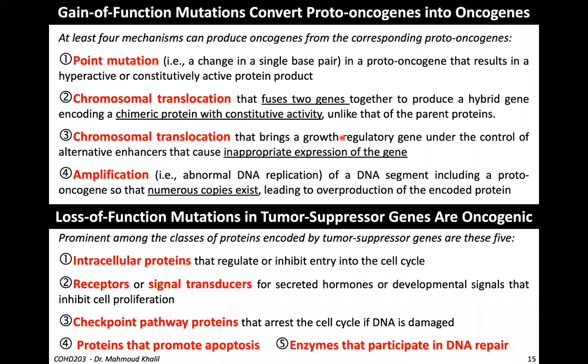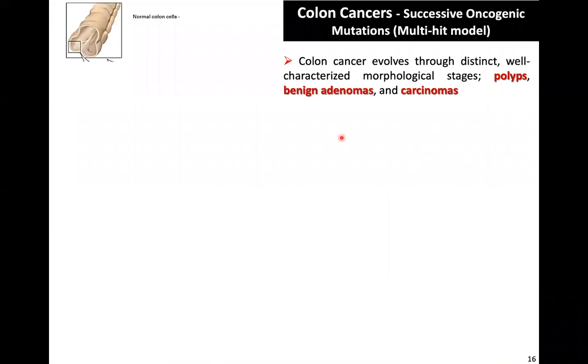So basically this slide shows the difference between the gain of function mutations, which convert proto-oncogenes into oncogenes, and the loss of function mutations, in which tumor suppressor genes are turned oncogenic. So let's see a perfect example describing how successive oncogenic mutations can lead to cancer, more specifically colon cancer. Colon cancer is a very well-studied cancer and represents a multi-hit model of cancer formation from successive oncogenic mutations.